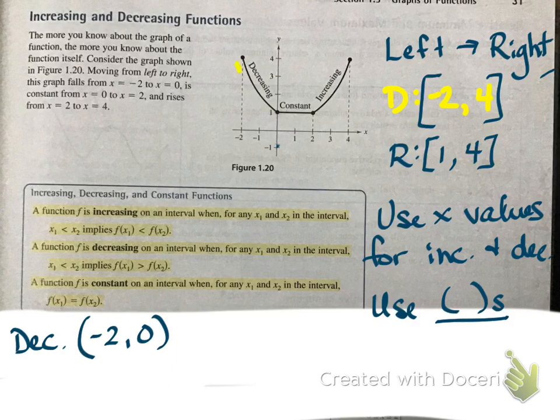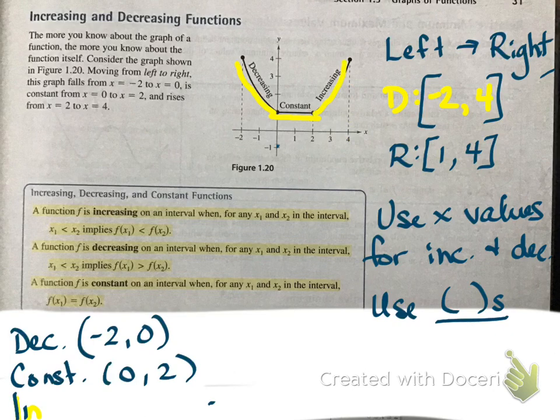And then as we traveled, we were decreasing, and then we hit this mark, and we're straight flat for a little bit. So we're constant from 0 to 2 using x values. And then at this point, at 2, the function begins increasing. So we're increasing from 2 to 4 using x values.